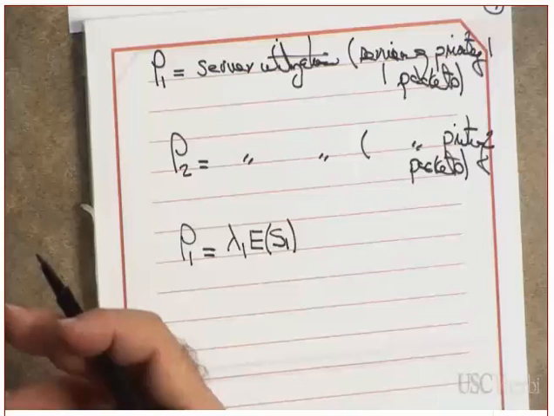Are we done or not yet? Not yet. What else does he have to wait? He has to wait for all the packets of priority 1 that arrive while he is waiting in the lower priority queue. Did you get my point? See if you can set it up. E of M times E of S1. What is EM?